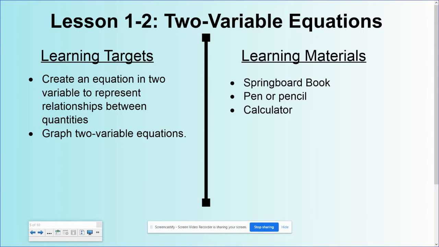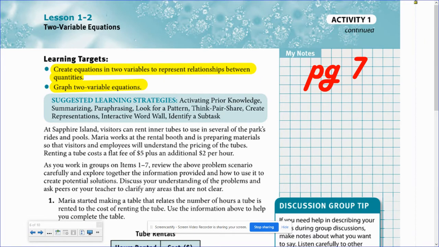So our targets today, we're going to be creating an equation with two variables to talk about relationships between the two. And then we're also going to be graphing these equations. So what we're going to need today is your Springboard book, pen or pencil, and a calculator handy for some quick calculations if you need it. So let's get started here.